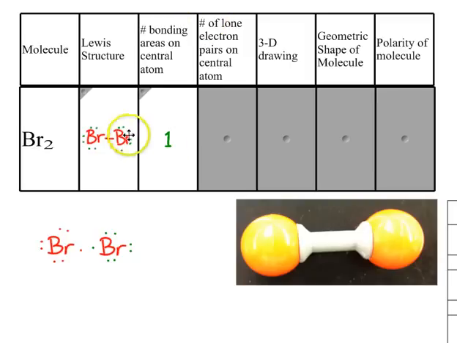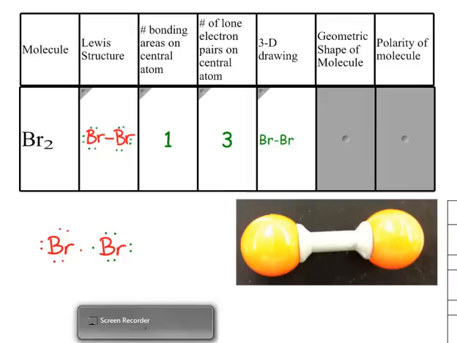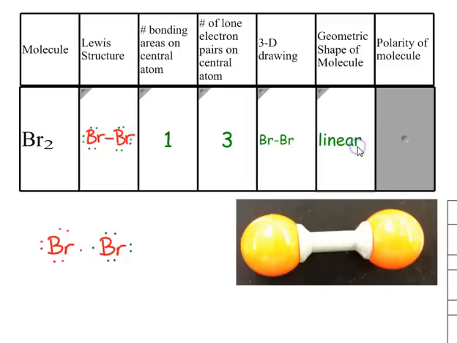If you also focus on this bromine, we're now going to count the number of lone electron pairs on this atom. You can see here that there's 1, 2, 3. There are 3 lone electron pairs on that atom. If we were to draw this as a 3-dimensional drawing, it's not a very exciting one because in reality it is a 2-dimensional molecule. So it's just Br-Br. Notice that we've dropped the lone pairs of electrons around the outside. The geometric shape of this molecule is indeed linear. With 2 atoms, you can only ever have a linear molecule.